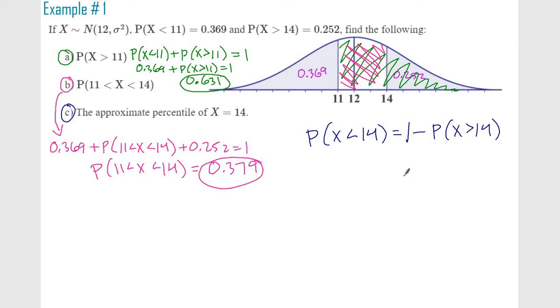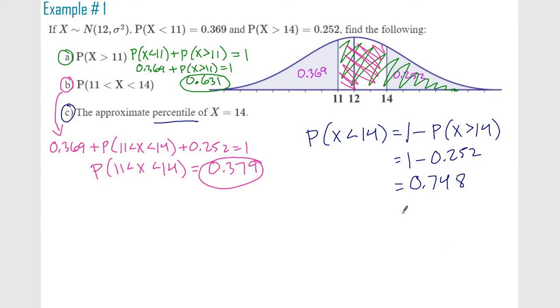Knowing complements is really useful. So we do 1 minus 0.252, and therefore our answer should be 0.748. So it wanted as a percentile, so put it as a percent.